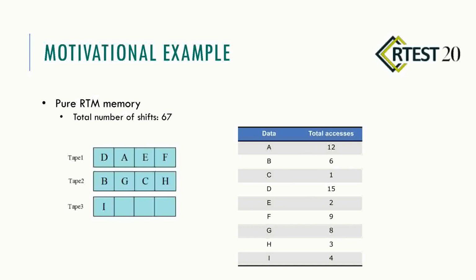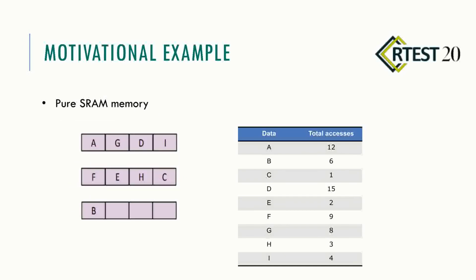The first one is pure RTM. In this type of memory architecture, to access this sequence of memory addresses, we need 67 shift operations.